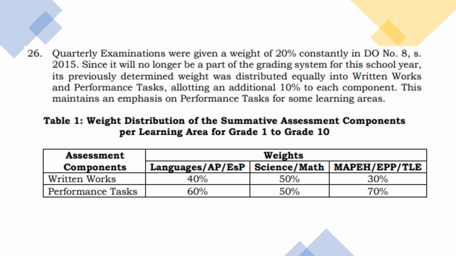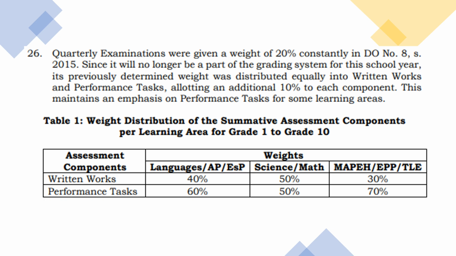Take note, quarterly examinations will no longer be a part of the grading system for this school year. Its previously determined weight was distributed equally into written works and performance tasks, allotting an additional 10% to each component. Table 1 here shows the weight distribution of the summative assessment components per learning area for grade 1 to grade 10. As you can see in the table, the summative assessment components are the written works and the performance tasks. Quarter examination is no longer included.